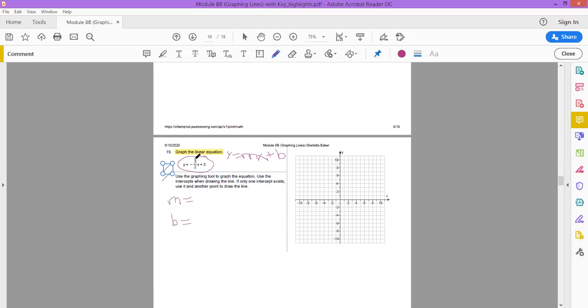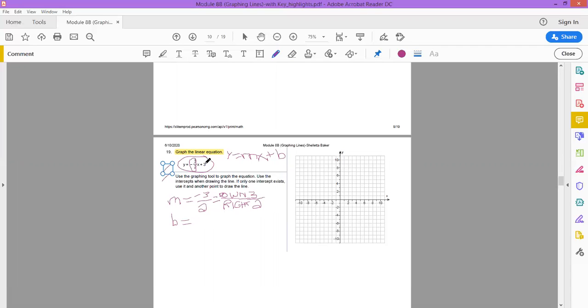Our slope will be the number that's in front of x, so -3/2, which means when we get to this point, because I have a negative number in my numerator, my rise section, it's negative, I'm going to move down 3 spaces. In the denominator, we have +2, which means we'll move to the right 2 spaces.